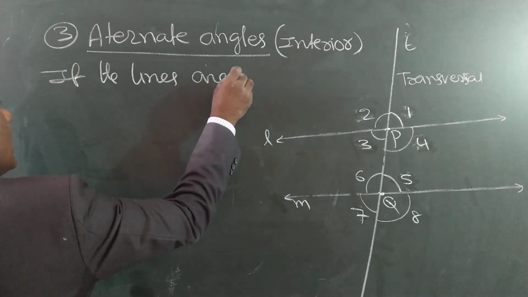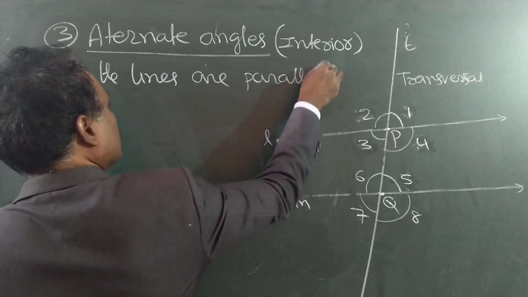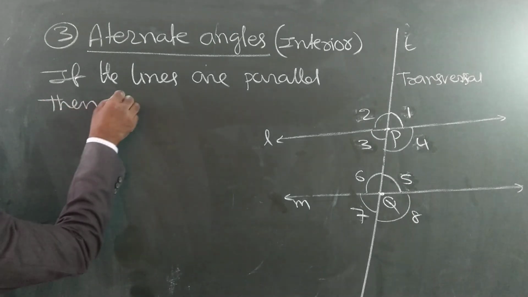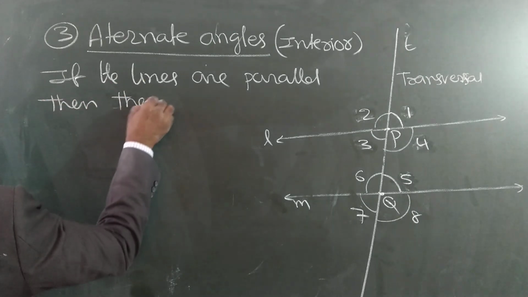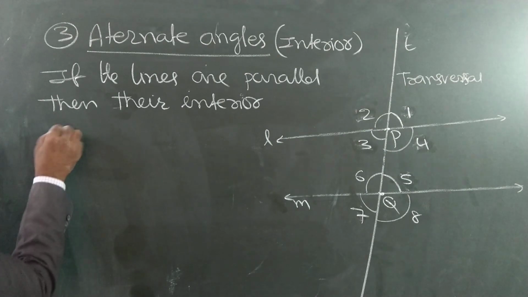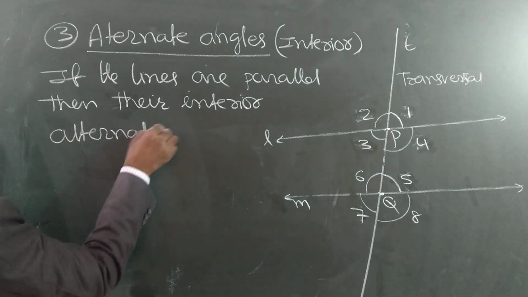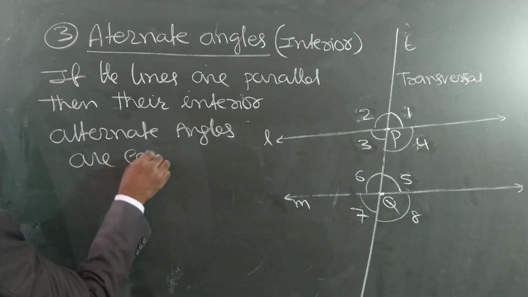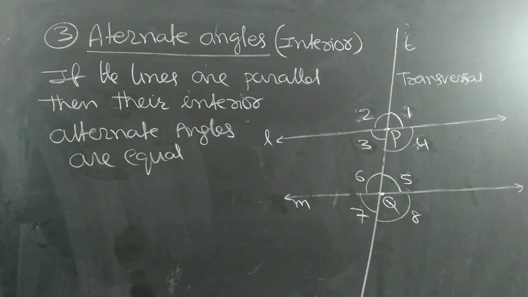If the lines are parallel, then their interior alternate angles are equal. If lines are parallel, their interior alternate angles are equal.